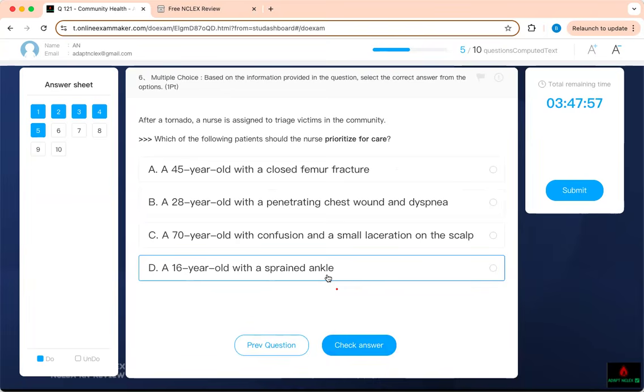Which of the following patients should the nurse prioritize for care? Prioritization. That means they're sick. This is a triage question for community health. After a tornado, a nurse is assigned to triage victims in a community.